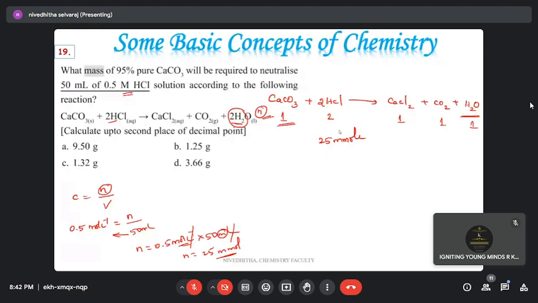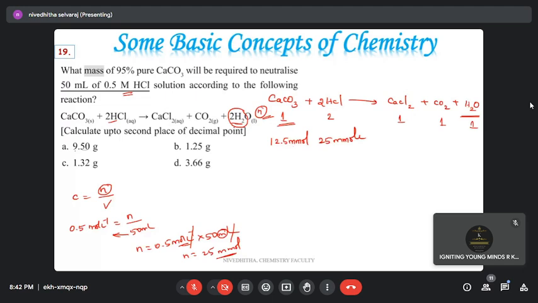Ma'am, 14.5. Half of 25 is 12.5. Okay, so Tejashwini and Tatvatika told the right answer. Half of 25 is 12.5, right? So the calcium carbonate required is 12.5 millimole. Is that clear? Yes, ma'am. But the answer is in gram, and we found it in mole.